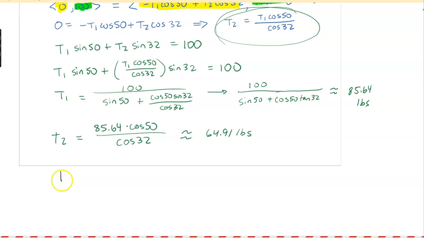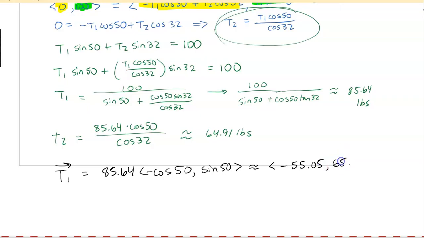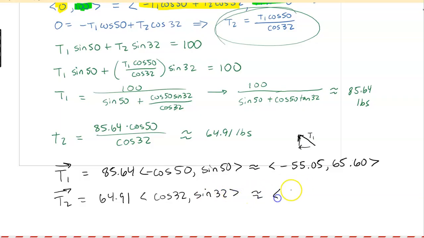So we can now finally end this problem by defining our vector T1. You're going to take 85.64 and multiply by that negative cosine 50 and sine of 50. And I think you should get approximately, because this is all approximate, negative 55.05 comma 65.60. That should make sense. This means the vector is going left, and that means it's going up, and our vector T1 is going in that direction, so that's good. For T2, we need to take our 64.91, multiply that by cosine 32 and sine 32 in each component to get approximately 55.05, and our y component is 34.40.